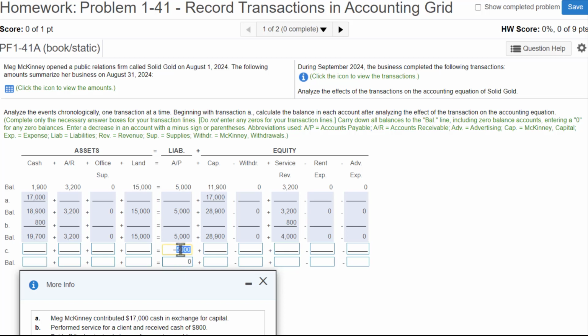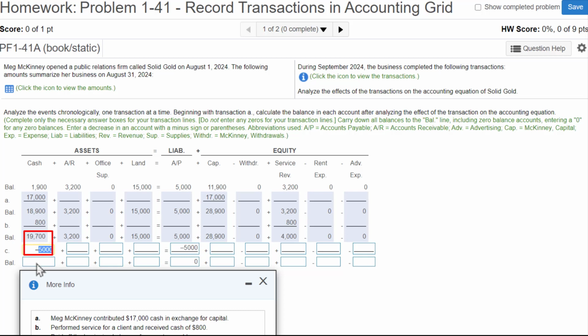So how did we pay off this liability? Well, how do we pay for things? With cash. So cash is going to go down, and then our accounts payable, our debt, also goes down. So notice on the left side we've got minus 5,000. On the right side we've got minus 5,000. So everything balances. So our new balance of cash is 19,700 minus 5,000, which gives us 14,700.